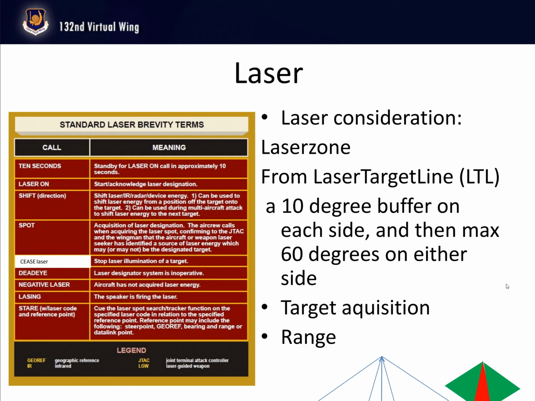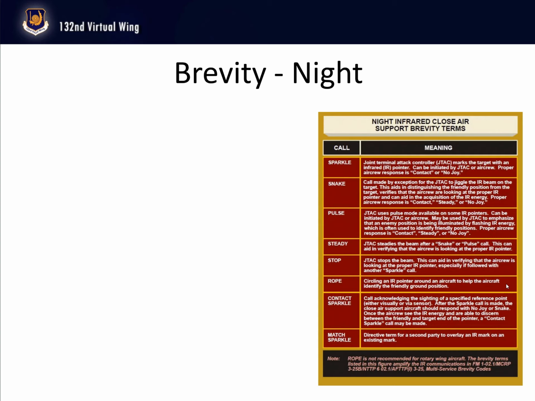We are not going to do it tonight, so don't worry. Whenever we do it in practice, we will do a short refresh before and then we do it. Same goes for brevity at night, I will not go into it now. Slide 28 is more specific for the infrared pointer, which we use a lot, which is very much fun.